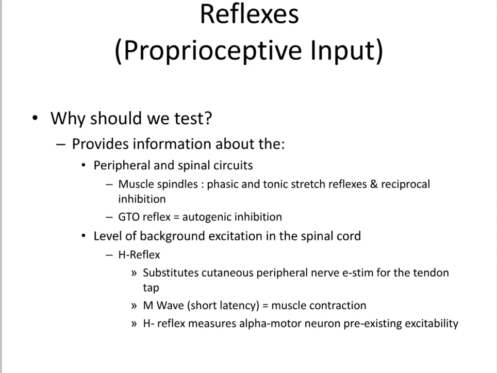Again, the H reflex is similar to the tendon tap or the phasic stretch reflex. In this case, they use E-stim to substitute for the tendon tap, and this E-stim produces both an M-wave muscle contraction directly and an H reflex, which comes from the pre-existing alpha motor neuron excitability.